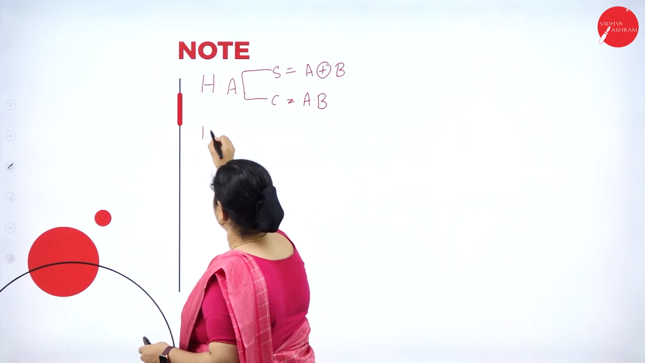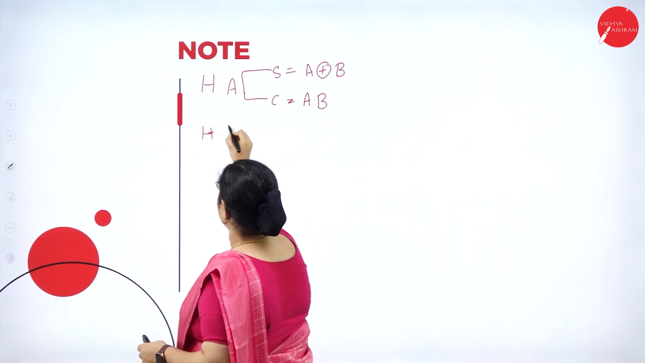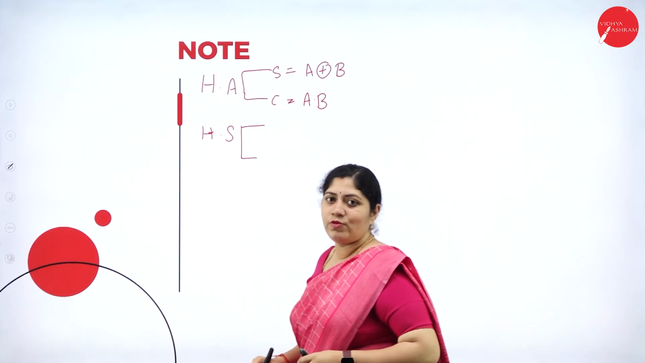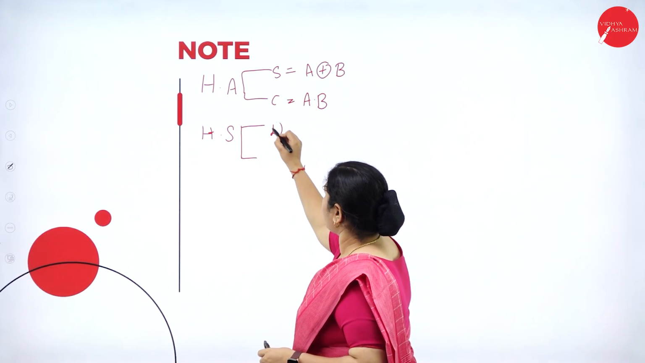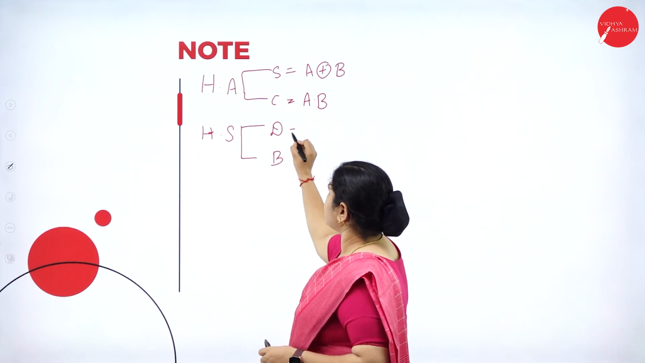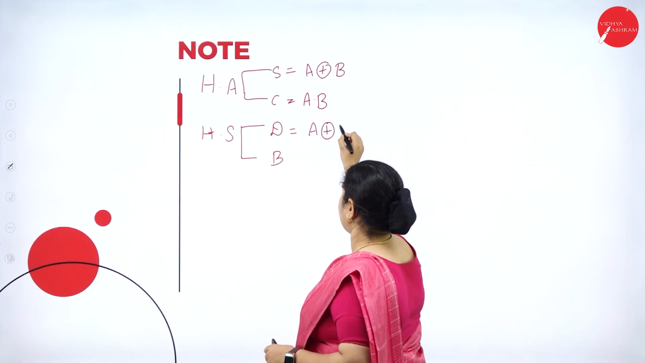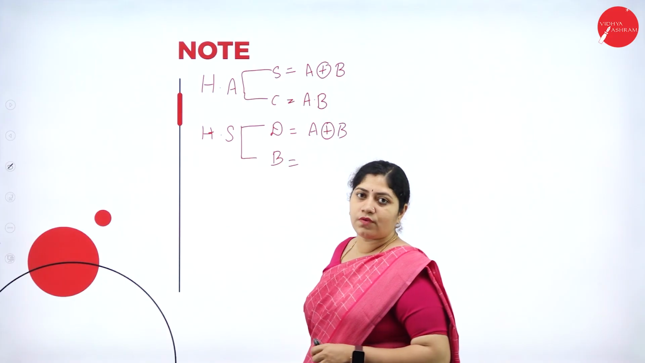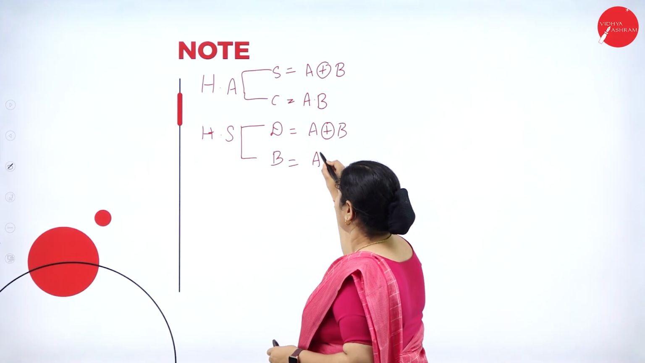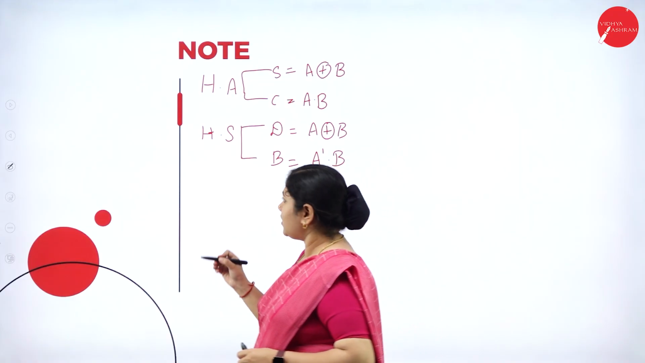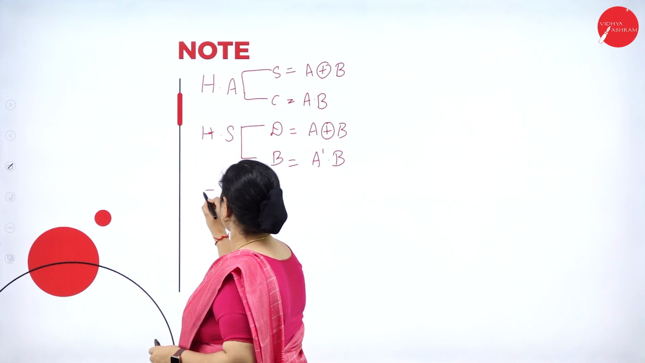Let's write a half subtractor together. Half subtractor. So for half subtractor, what we had? We had a difference and a borrow, correct? So the expression for difference was the same thing, that is A XOR B. Then the expression for borrow is, you remember what is it? It is A dash B. Great.